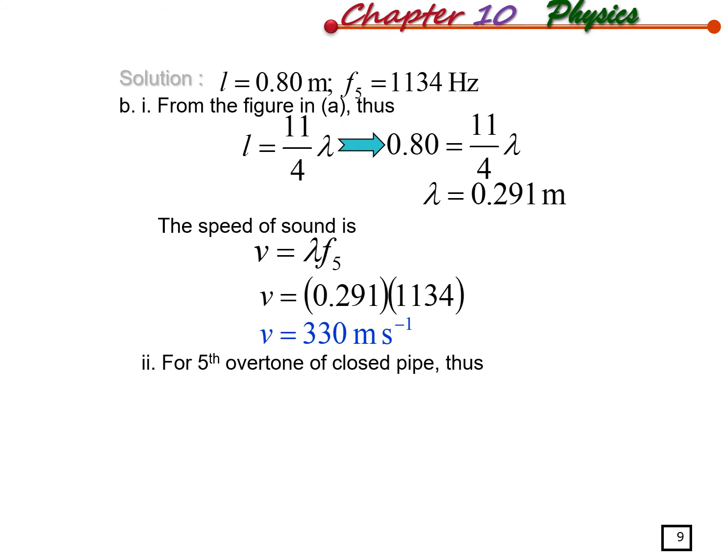Okay, and then for the fifth overtone of a closed pipe, you can refer back to the notes. We will have odd orders, so that means it will start with n = 1, 3, 5 and onward. So that means we have the fifth overtone. The fifth overtone will end up with order 11. N will be equivalent to 11.